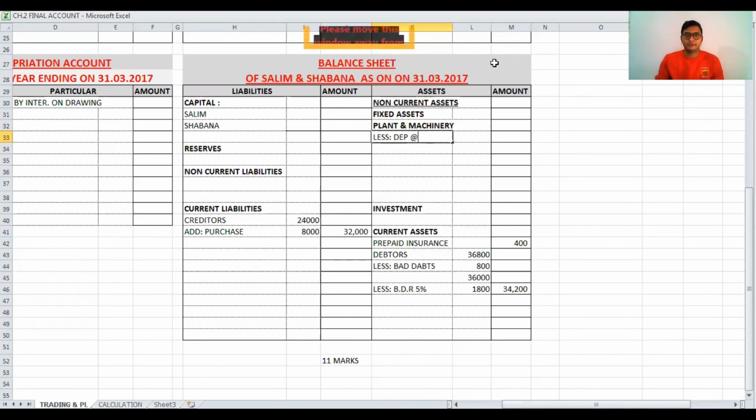Rate of depreciation is 20%. Then after, furniture 5%, less again depreciation, but the rate is 5%. So first of all, value of plant and machinery given in the question 40,000, 20% of 40,000, that is 8,000. Net value is 32,000. Then after value of furniture, that is 10,000.